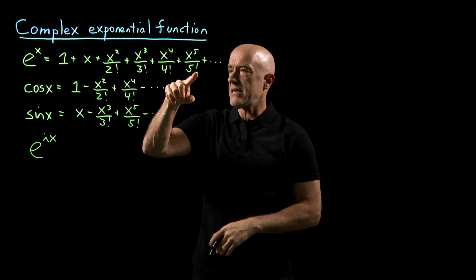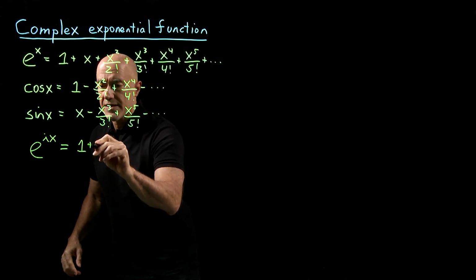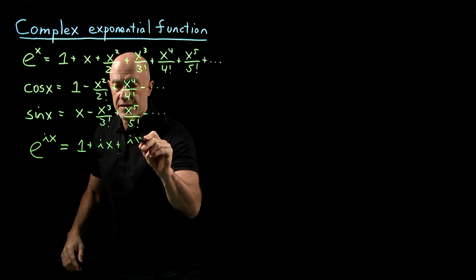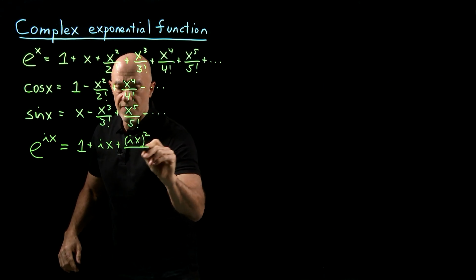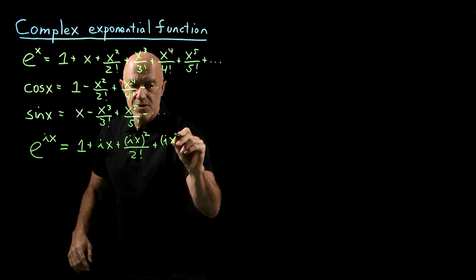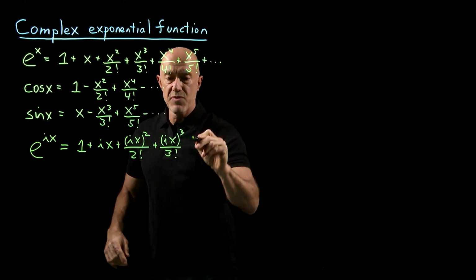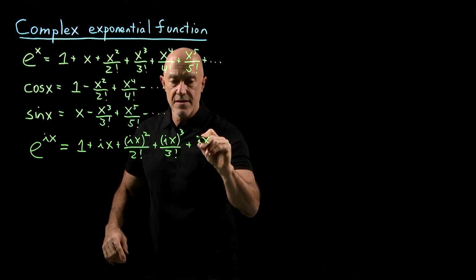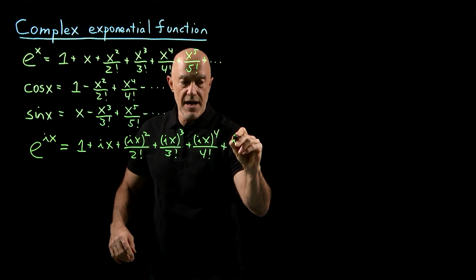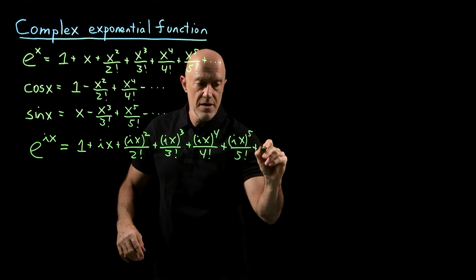If we just plug it into the Taylor series, we get 1 plus ix plus (ix) squared over 2 factorial plus (ix) cubed over 3 factorial. And we keep going, plus (ix) to the 4th over 4 factorial plus (ix) to the 5th over 5 factorial, and so on.